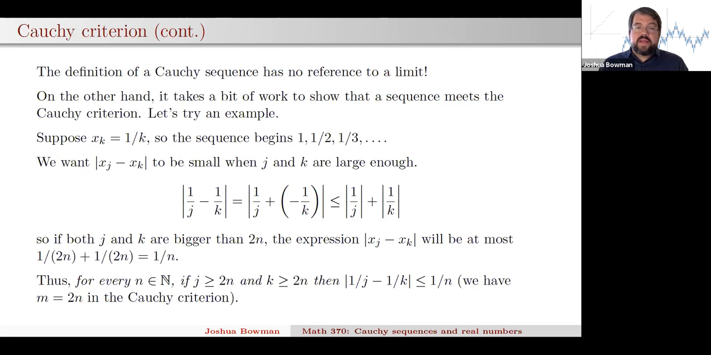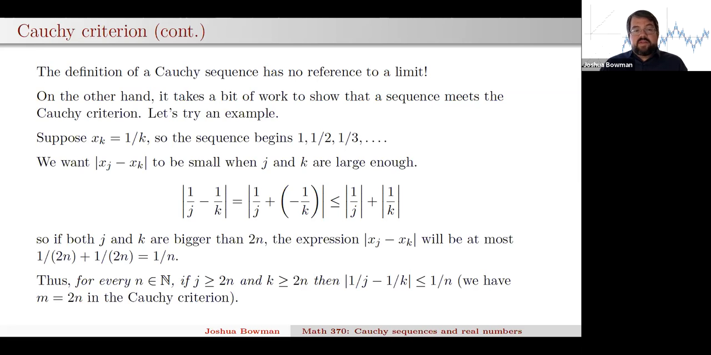So let's look at that expression, the absolute value of xj minus xk. Since xk is 1 over k, xj is 1 over j. So we're looking at the absolute value of 1 over j minus 1 over k. Now we can rewrite that as the absolute value of 1 over j plus the opposite of 1 over k. And then using the triangle inequality for rational numbers, that is less than or equal to the absolute value of 1 over j plus the absolute value of minus 1 over k, which is the same as the absolute value of 1 over k.